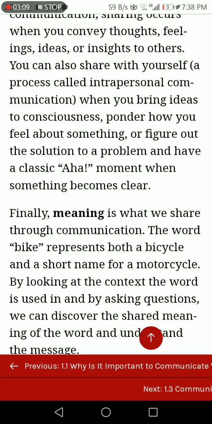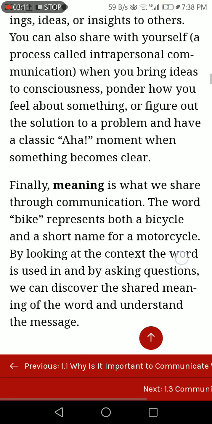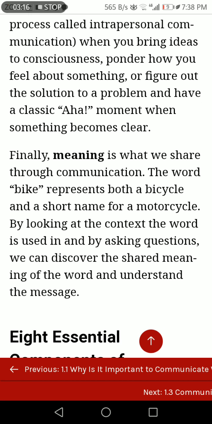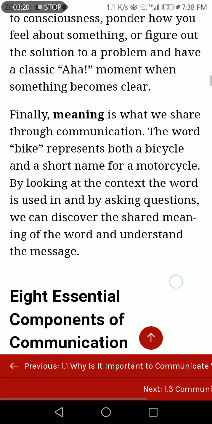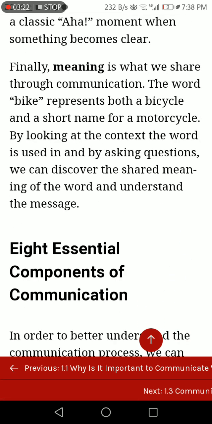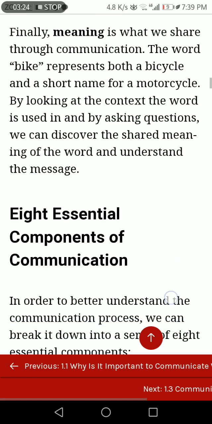Finally, meaning is what we share through communication. The word bike represents both a bicycle and a short name for a motorcycle. By looking at the context the word is used in, and by asking questions, we can discover the shared meaning of the word and understand the message.